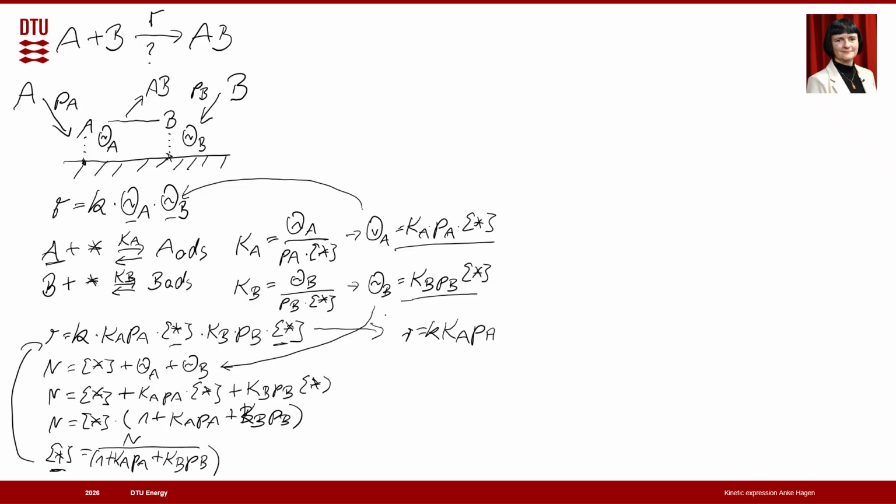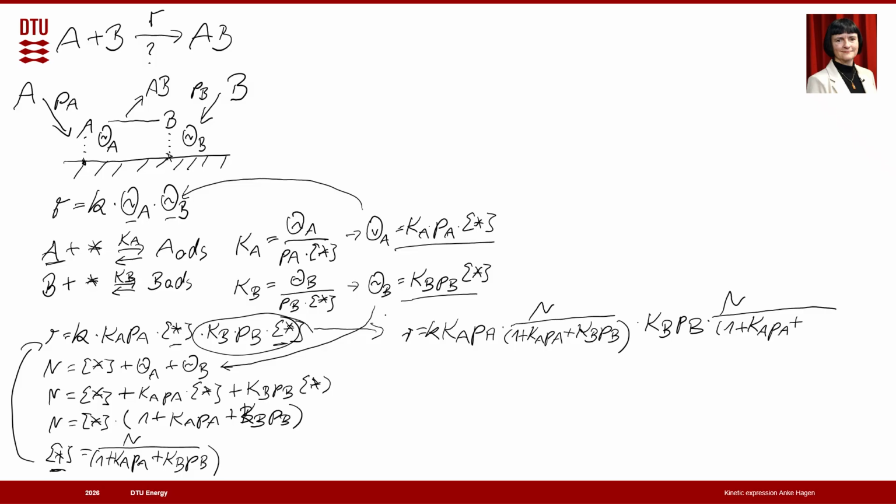And for the concentration of the free surface sites, we take this new correlation, total sites divided by 1 plus equilibrium constant times partial pressure of species A, plus equilibrium constant times partial pressure of species B. And then we take the other half of the equation, which is K_B P_B, that's coming from over here, times, again, the concentration of free sites, which is the total number divided by 1 plus K_A partial pressure A plus K_B partial pressure B. So now we have an expression for the reaction rate R that is only dependent on partial pressures A and B, which we can determine experimentally.